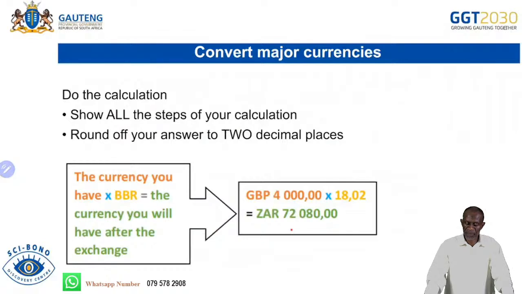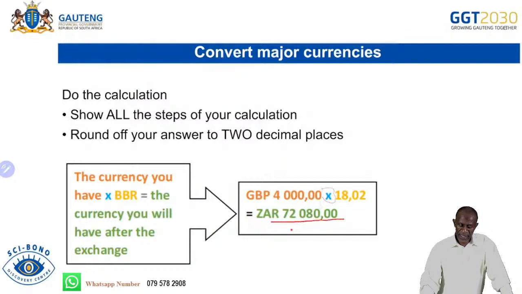The statement simply explains that if you have 4,000 British pounds, as in the case of Gareth and his mother, they will use the bank buying rate, which is multiplied to give us the amount in rands, which is R72,080.00. These two digits have been rounded off to 2 decimal places.